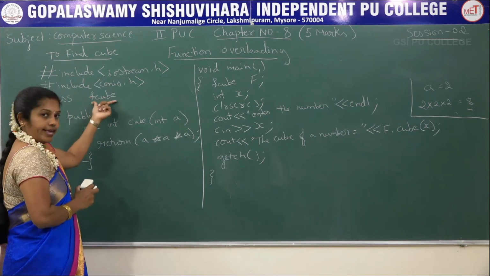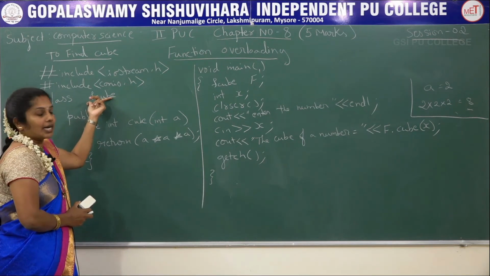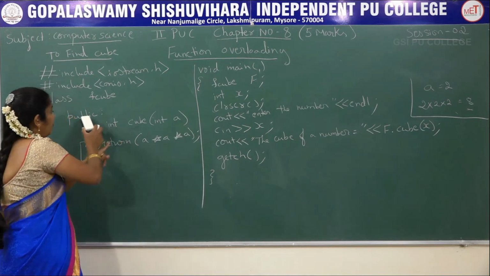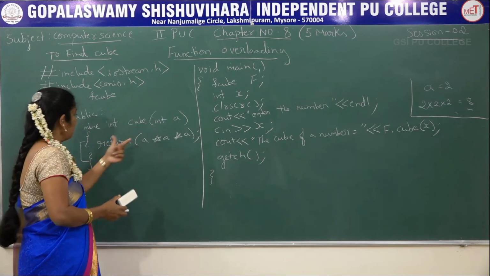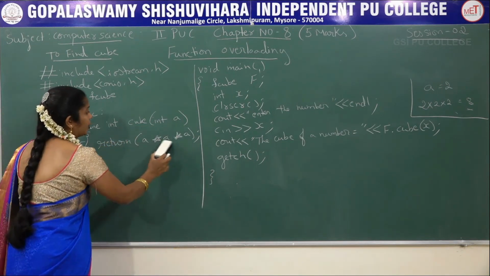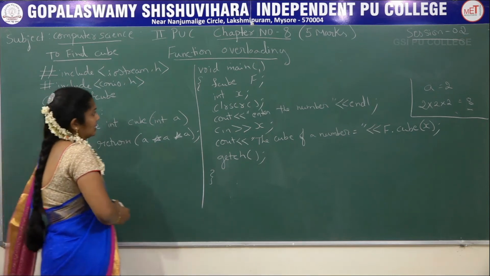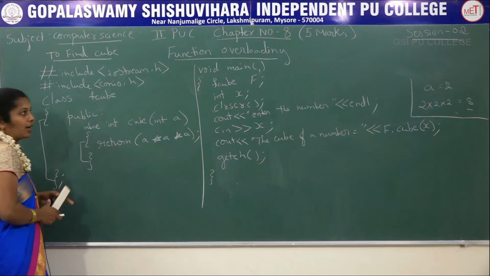Then class fcube, it is the class name. Inside this, public inline int. We are starting with the keyword inline int cube int a. Then here we are writing a into a into a. This is the return value. We will close the class here. While closing a class, we have to put a semicolon after the curly bracket.